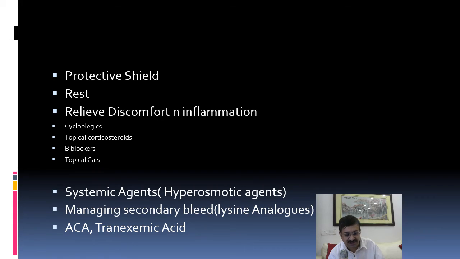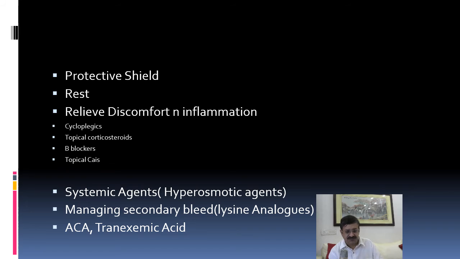Now, beta blockers and CAIs are required because obviously it would be a secondary glaucoma which is induced because of the blocking of the trabecular meshwork by the RBCs. So there is a tendency in these eyes to have a raised IOP that has to be addressed by topical beta blockers as well as topical CAIs.